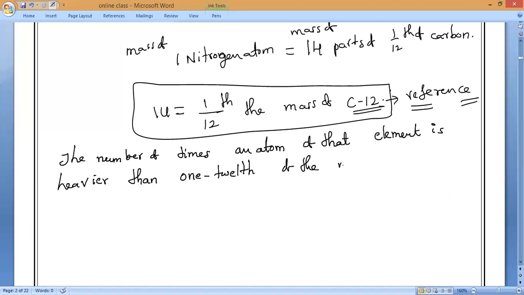...of the mass of an atom of C12, that's all, is known as atomic mass. Means we are just comparing with 1/12th of a carbon-12 atom, and how many times it is heavier is equal to its atomic mass.